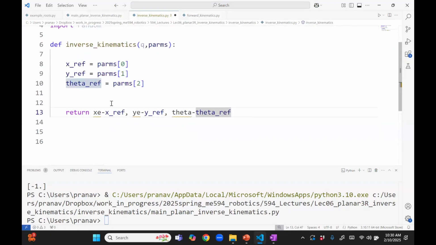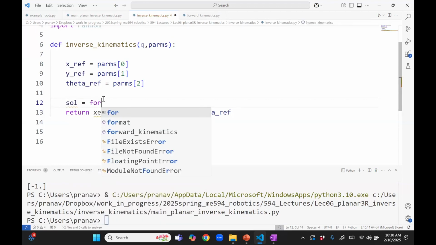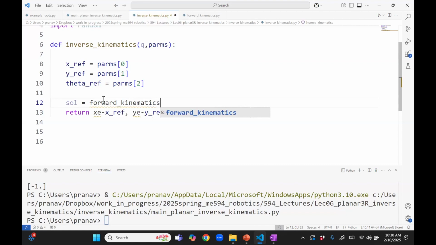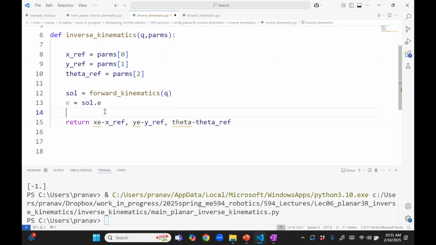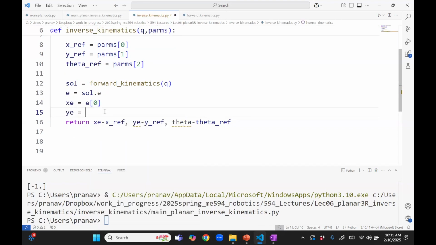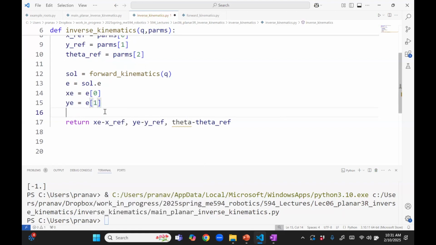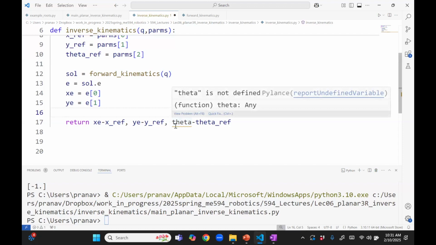So let's go here and call it. So sol equals forward kinematics, and the input should be Q. Then I'll unpack sol.e as E. I want xc to be the first one and ye to be the second one, because we have the xyz position of the end effector. Now I'm only left with theta. So how do I get theta?